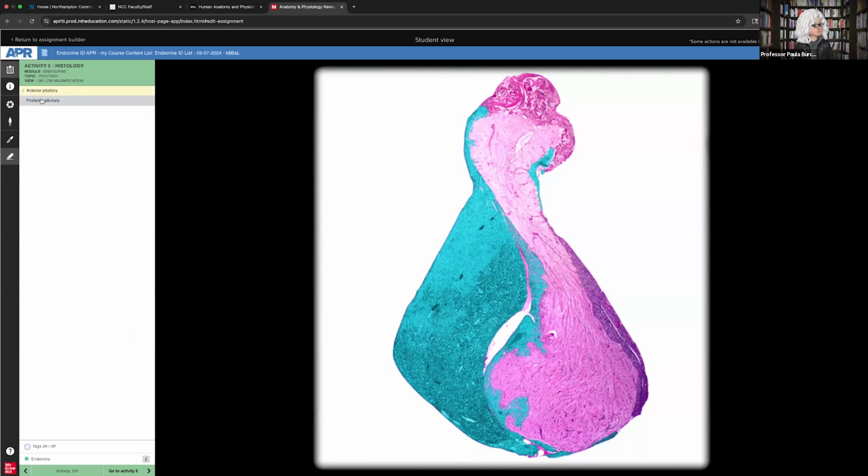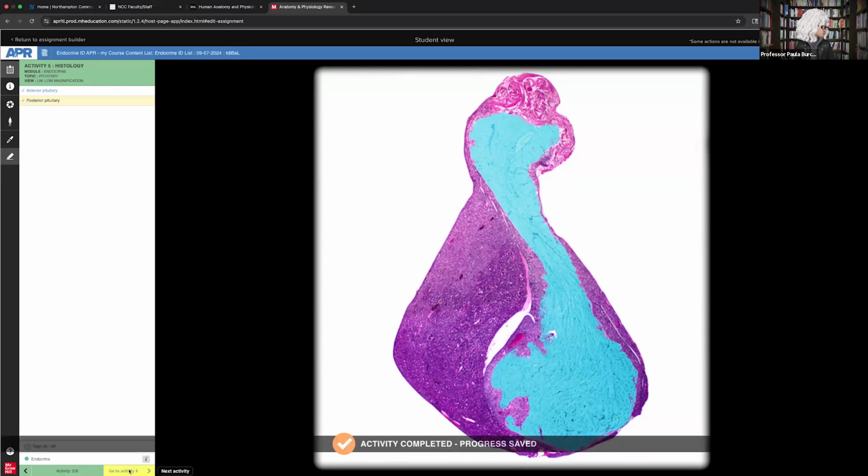And then the posterior pituitary. Oh, one last thing about the anterior pituitary. Remember for lecture that the release of the anterior pituitary hormones are regulated by releasing and inhibiting tropic hormones from the hypothalamus. The posterior pituitary, which is neural tissue, is also the neural hypophysis. And remember, it releases oxytocin and ADH, antidiuretic hormone. These hormones are synthesized in the hypothalamus and stored in the posterior pituitary.